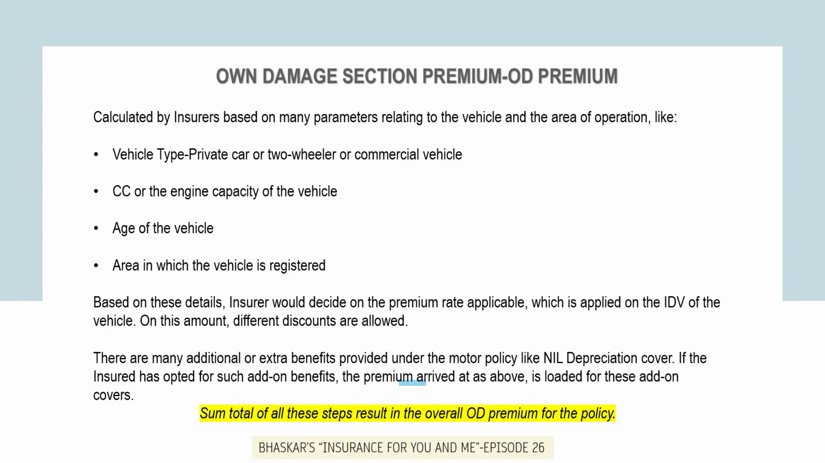There are many additional or extra benefits provided under the motor policy, like nil depreciation cover. If the insured has opted for such add-on benefits, the premium arrived at as above is loaded for these add-on covers. The sum total of all these steps results in the overall OD premium for the policy.